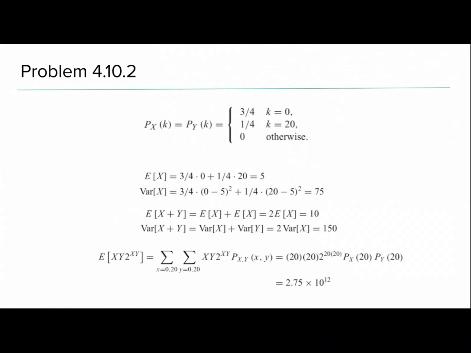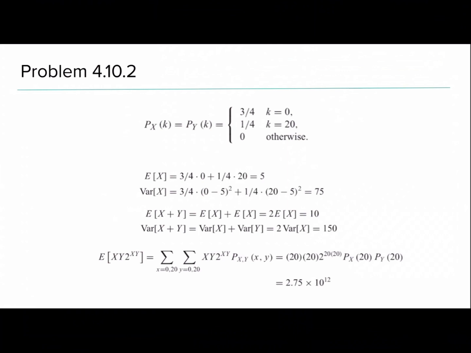And for the fifth part, we have expectation of XY into 2 raised to the power XY. So for this, we have to use the formula again. E of anything is that thing multiplied by the probability with which its different values occur. So here we'll have XY into 2 raised to the power XY into the joint probability of X and Y, and the summation over all possible values of X and Y.